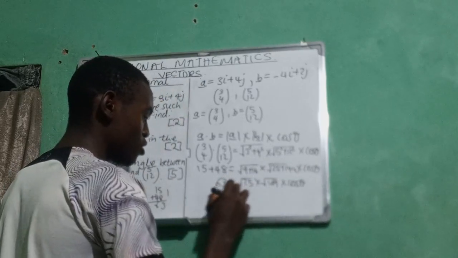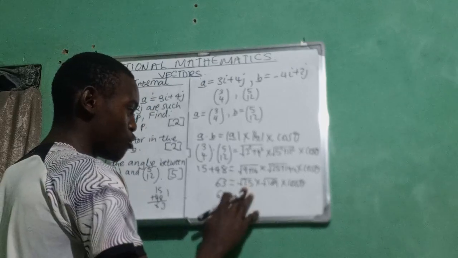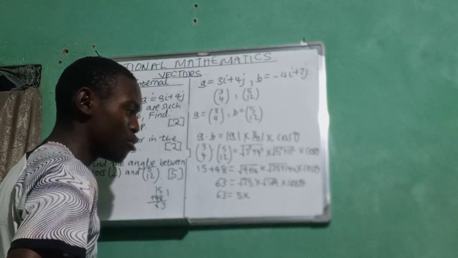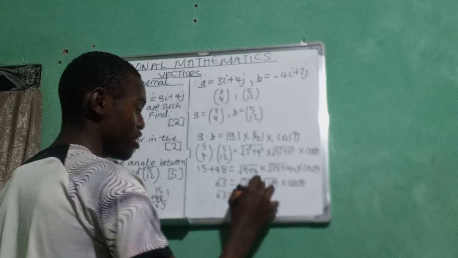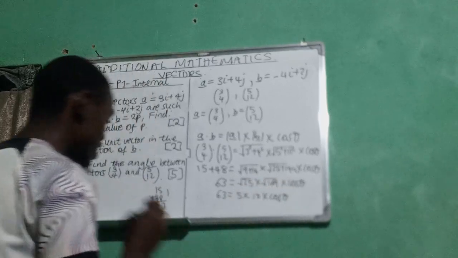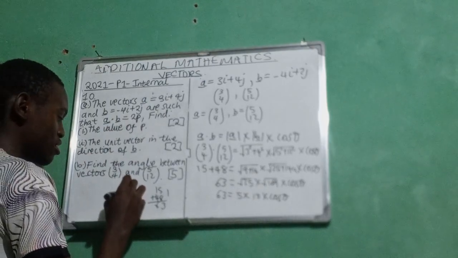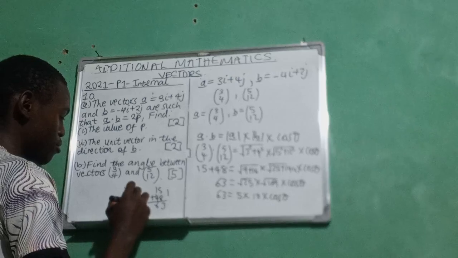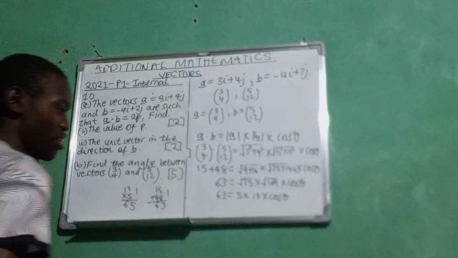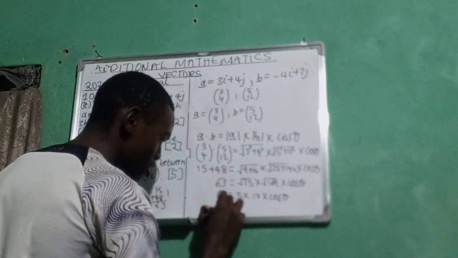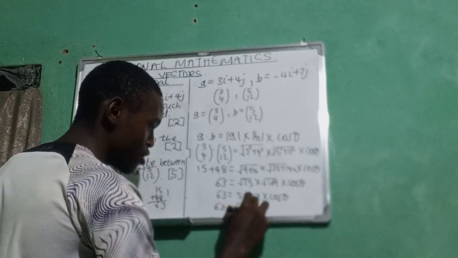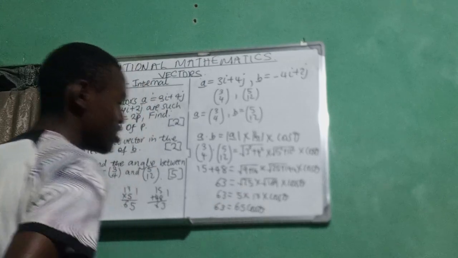63 is equal to, the square root of 25 is 5, the square root of 169 is 13, you multiply by cosine theta. So again, we need to do 13 times 5. This will give you 15, you carry 1, this is 65. Therefore, we're going to say 63 is equal to, this we know is 65 cosine theta.